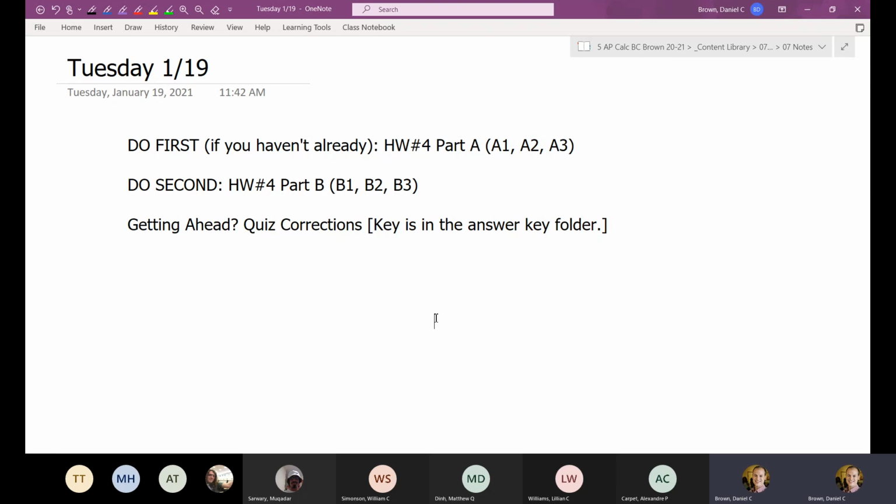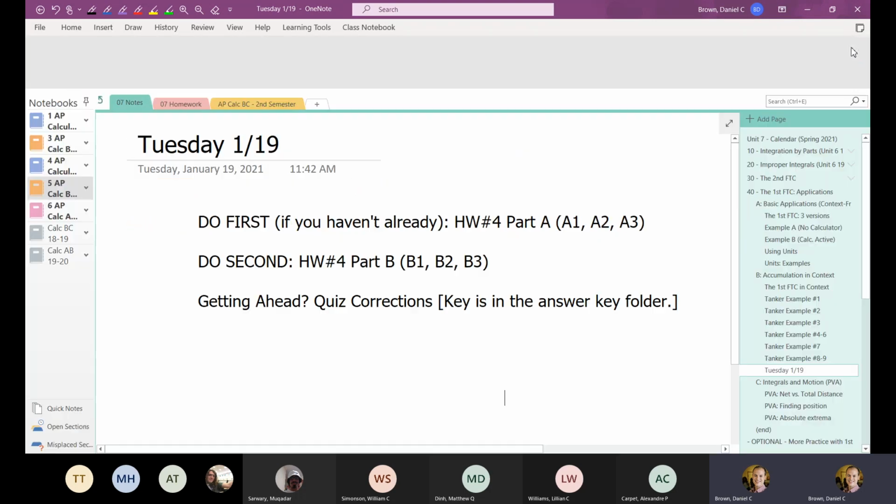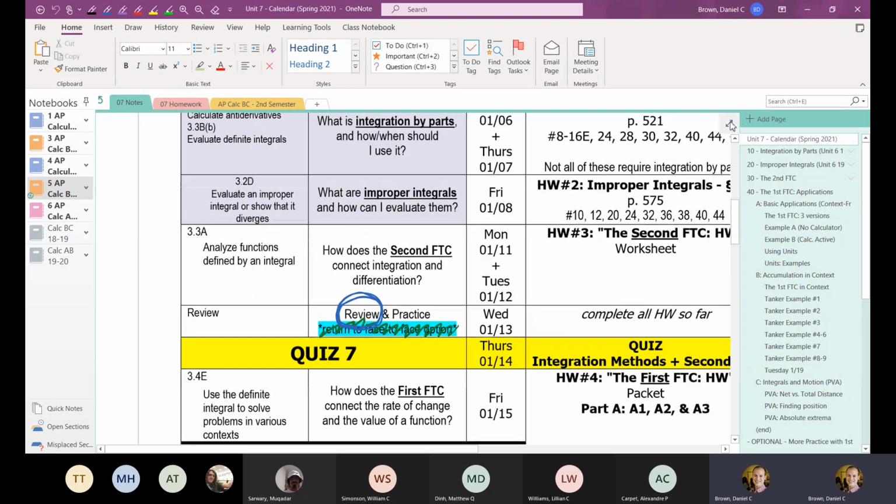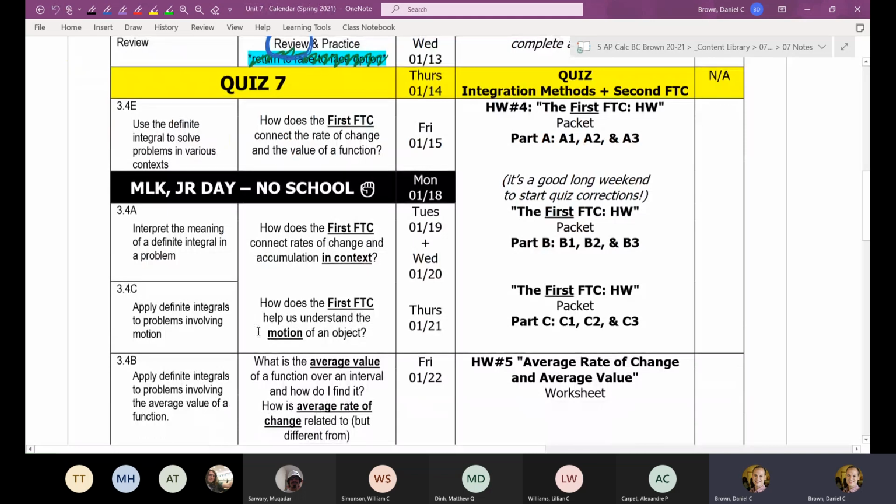My plans for the rest of the week, to show you the calendar: I knew this topic would take a while. Tomorrow I'm not going to do any new material, so we're still going to talk about word problems in context. I'm going to do one where we'll actually go back and start using the calculator, just to see how the calculator connects to these problems.